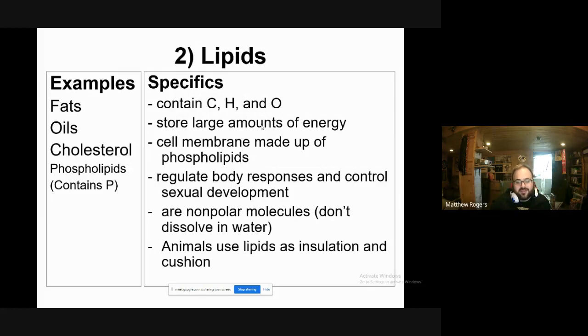Again, at the bottom it says they're nonpolar molecules. They don't dissolve in water. They hate water. They want nothing to do with water.